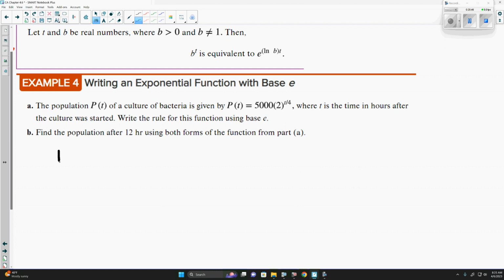Now, rewriting it with base e, we will still have the number in front. We'll still have the number in front of whatever number we're having to the exponent. So here, the number is 2. So the number 5,000 in front will still be part of our answer.